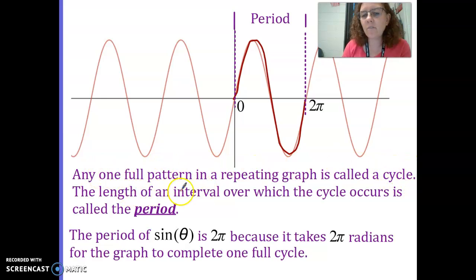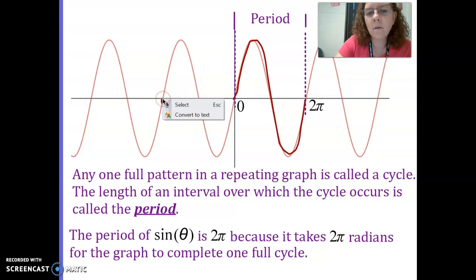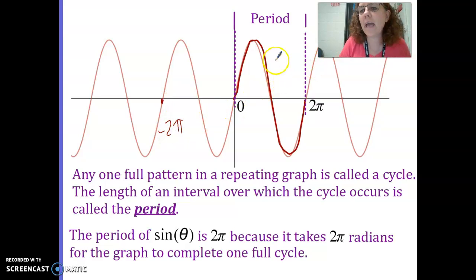Now, the length of the interval over which the cycle occurs is called the period. So it starts here at 0, it completes its cycle at 2 pi, so the length from here to here is 2 pi radians, so therefore that is its period. Now, what if I measured this one over here? Do you remember when we did that one on our graph earlier? We had this value was -2 pi.